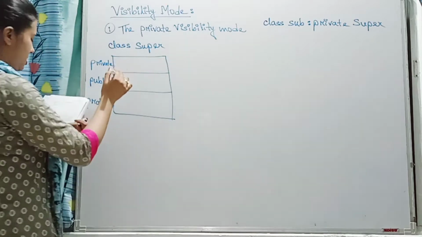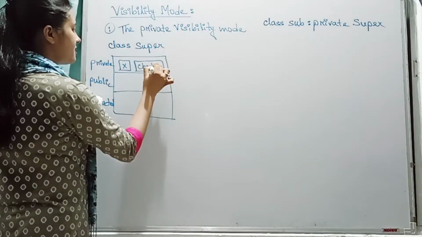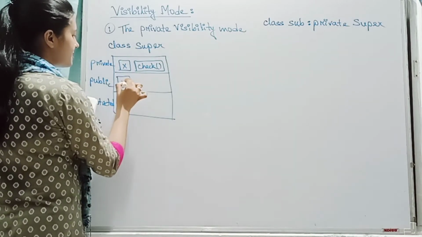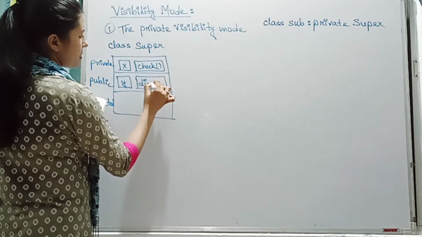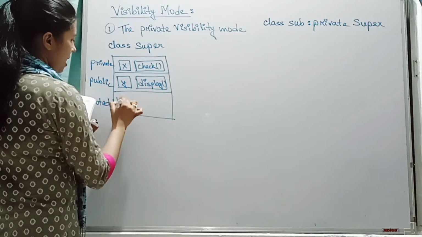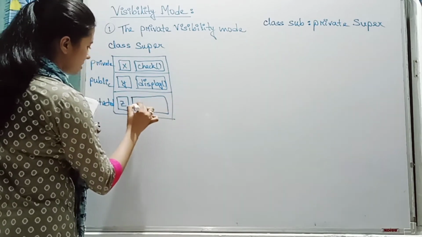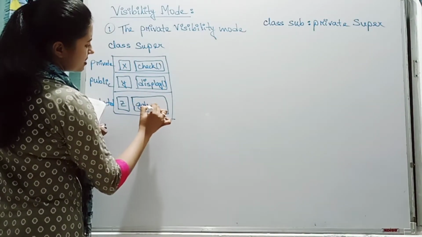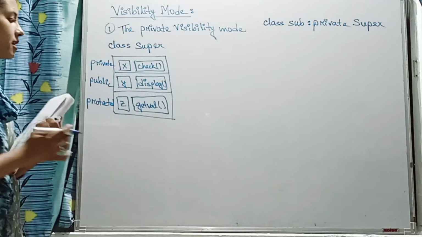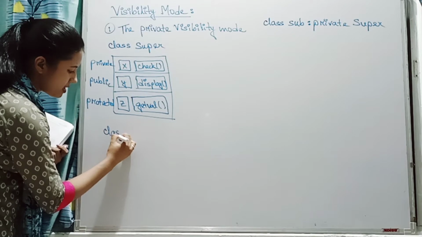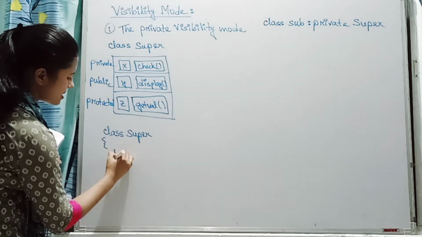In the private section, we have defined the members: x is the data member and check is the member function. Similarly, y is the data member under the public section and display is the member function under the public section. Now z is the data member under the protected section and getWell is the member function under the protected section. These are defined under the class super. So the class super definition will be like this.